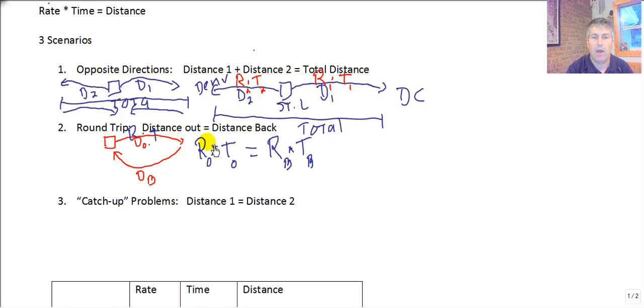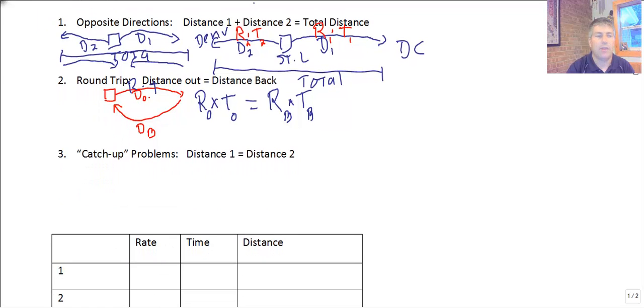So distance out, rate times time, equals distance back, or rate times time. So distance is rate times time. Whenever you see distance, you've got to think, I need a rate and a time. I need a rate and a time, whether you're going out or you're coming back.